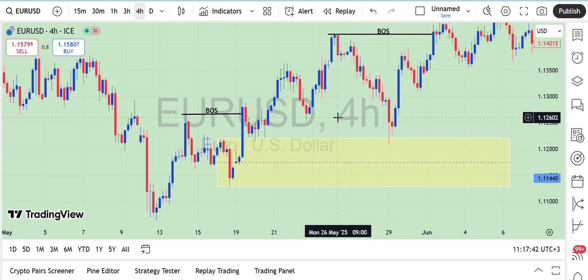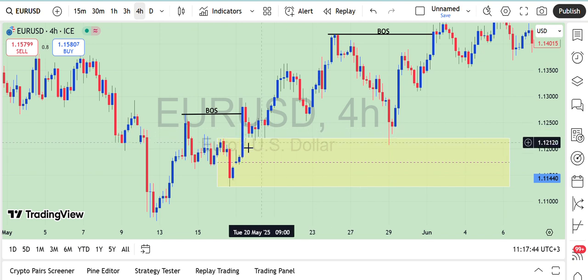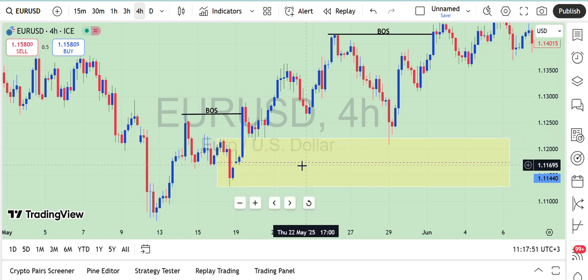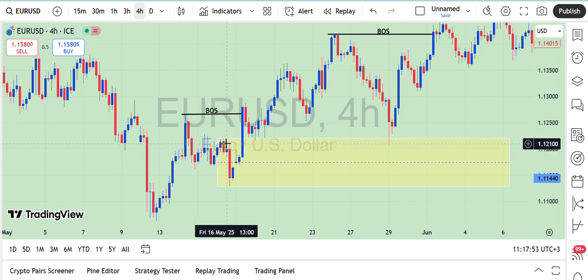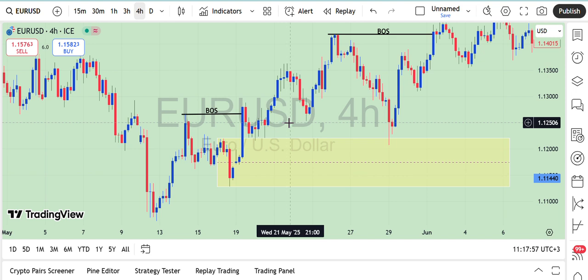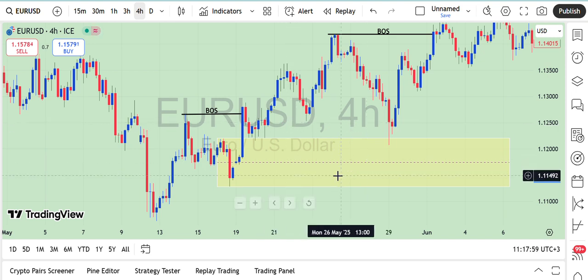For those who use fair value gaps, they can use them as their point of interest. But for me, the last order flow that the market formed before this break of structure is what I mark as my point of interest.